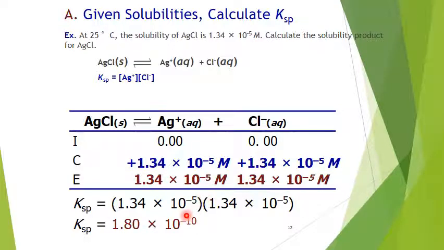So what this means is, remember, Ksp is product over reactant. So you have one product per about 10 billion reactants. So it's pretty insoluble. Most of it stays as reactant.